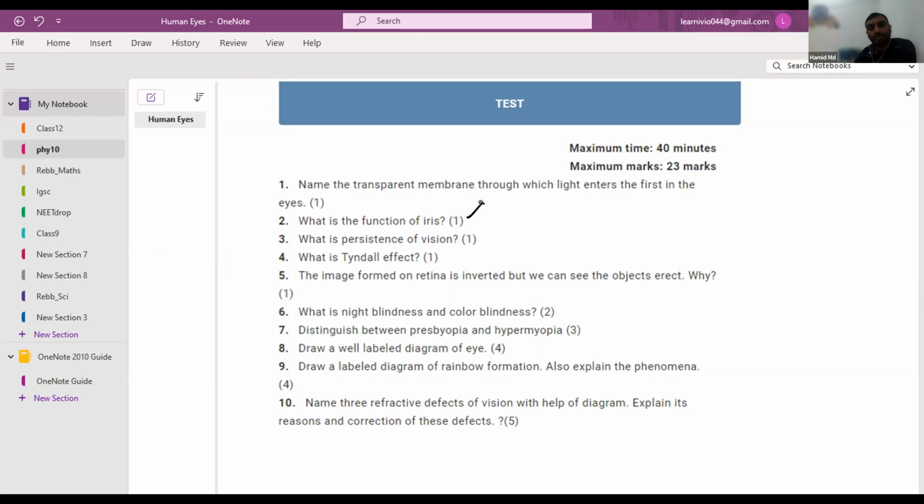Who will answer question number 3? Persistence of vision. No one? So write it down as homework. Persistence of vision, sir, right? I don't know. Keep it as homework.